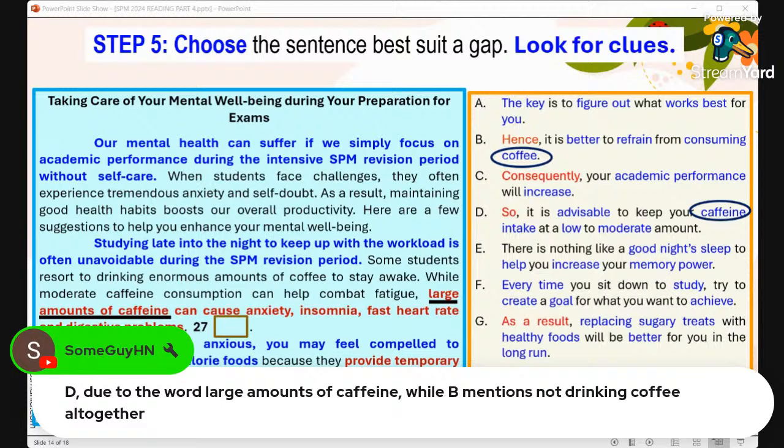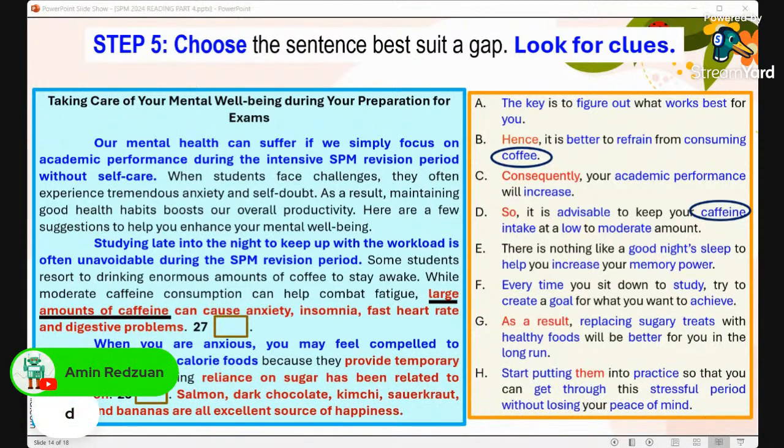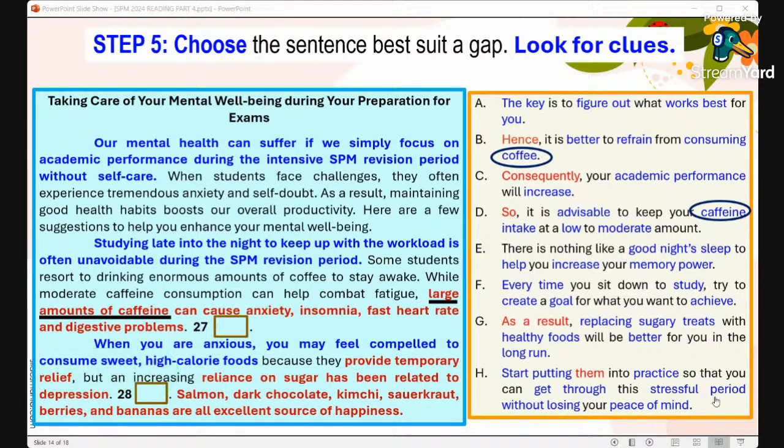Okay, some say D due to the large amount of caffeine, while B mentions not drinking coffee altogether. All right, so Amin says G. I'm sure Nivita is not in the same school as I am, right? Definitely not. Okay, let's look.